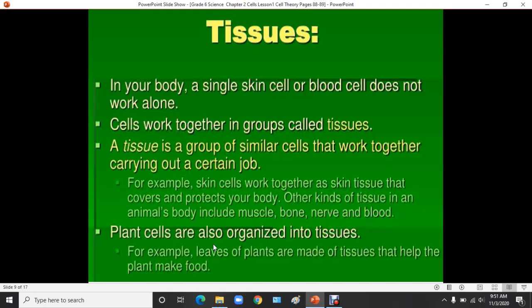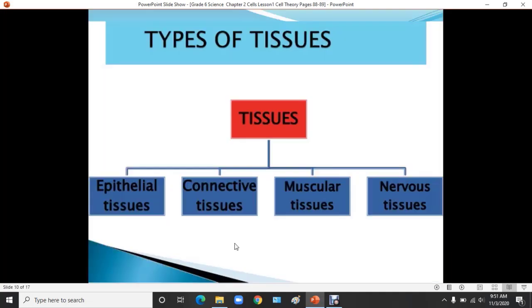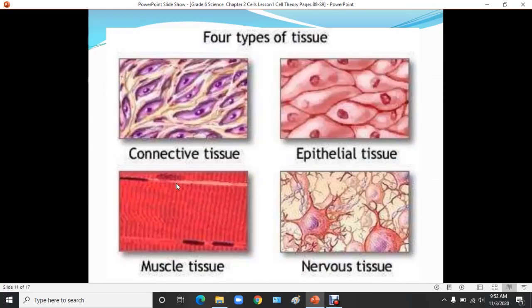Plant cells are organized into tissues. For example, leaves of plants are made up of tissues that help the plant make food. Also here, the different types of tissues, particularly muscle tissue, epithelial tissue, connective tissue and nerve tissue. Here you can see them in the different figures of connective tissue, epithelial tissue, muscle tissue and nervous tissue.